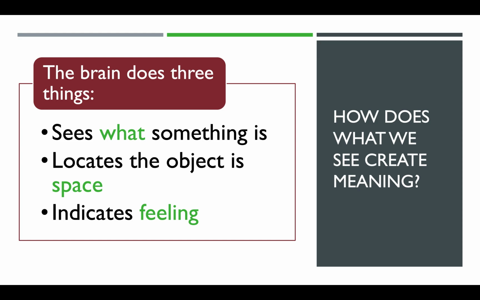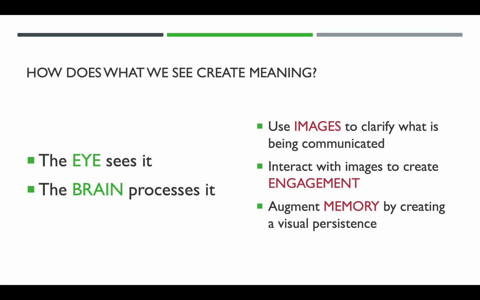And so we're going to talk a little bit about how we talk about the what, the space around the what, and then how we can use these elements to create feeling in others. So the eye might see the object, but the brain is going to process it. We're going to be using images to clarify what we're communicating. We're going to interact with those images to create engagement and ultimately make it so that other people are engaging with our work.